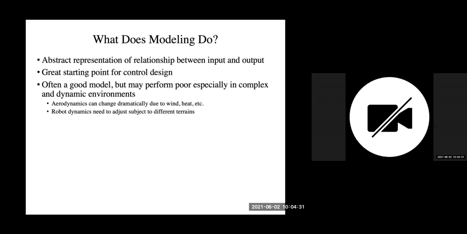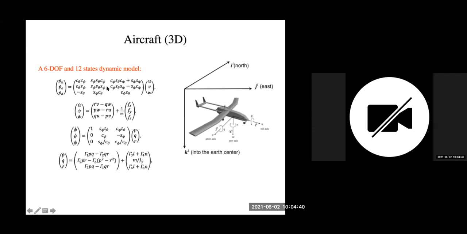So often you can have a good model, for example, the previous aircraft model, but it may perform poorly in the real world environment. For example, here, this model is good for the aircraft, but it doesn't involve the wind, as you can see. So it can become much more complicated, especially if the wind is not a constant. So how do we provide a more accurate model? That's kind of challenging.